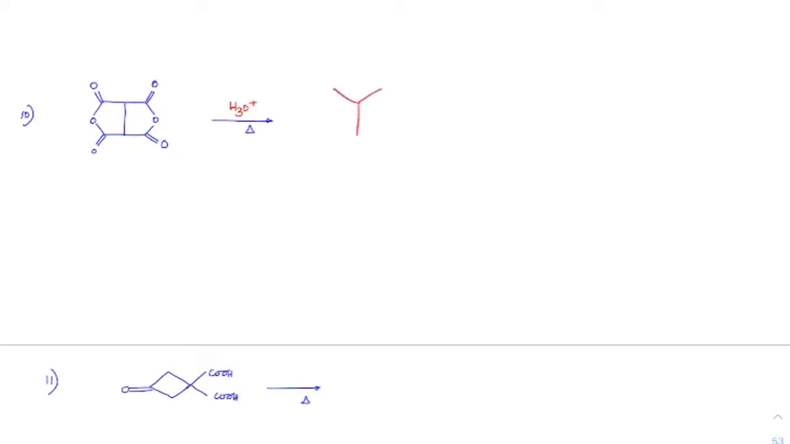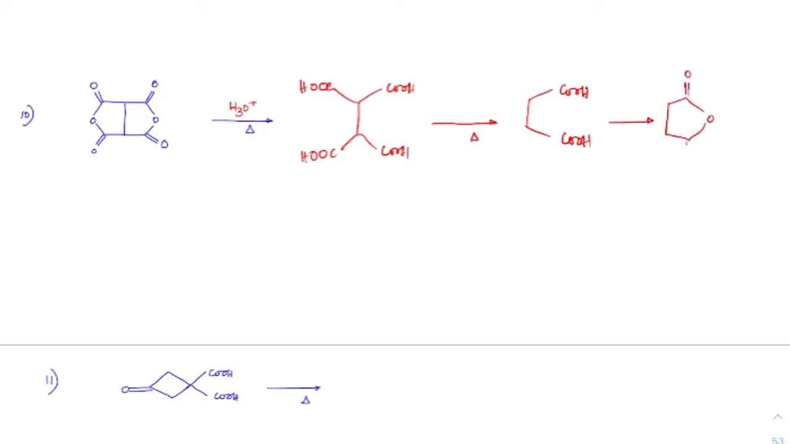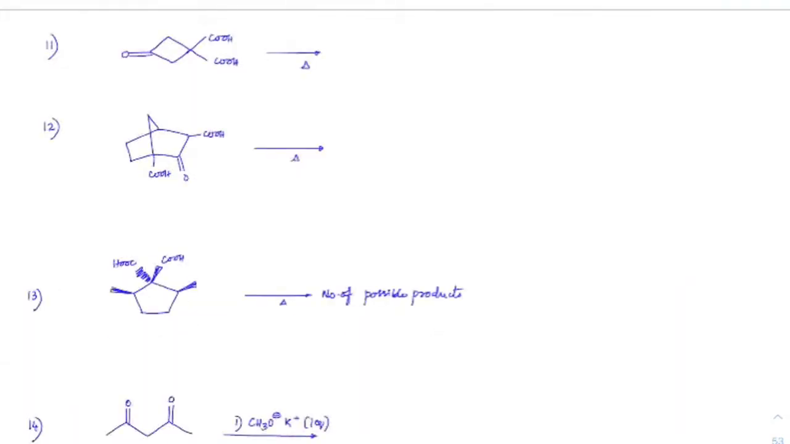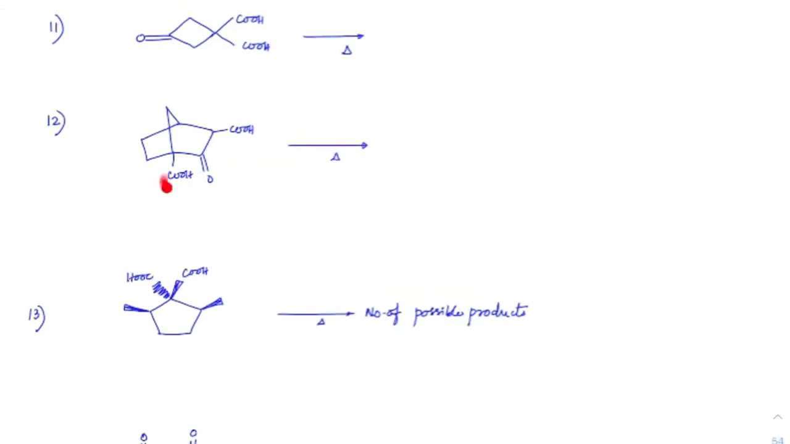First, make all of them acids, COOH, COOH, COOH, COOH. This is what you will get. This on heating will give succinic acid, COOH, COOH. And after that, you will get succinic anhydride. Similar case. Next one is easy.